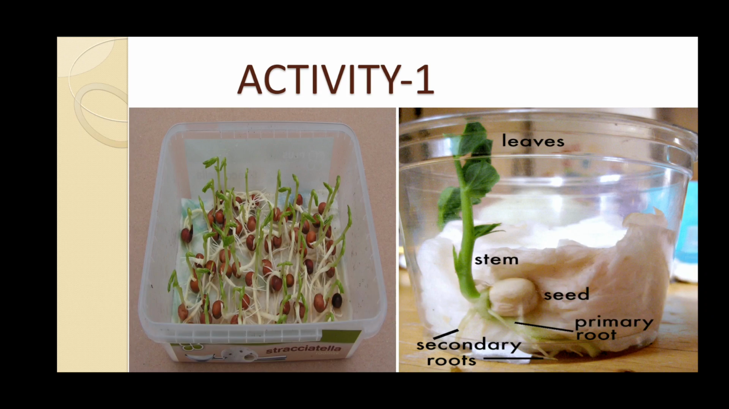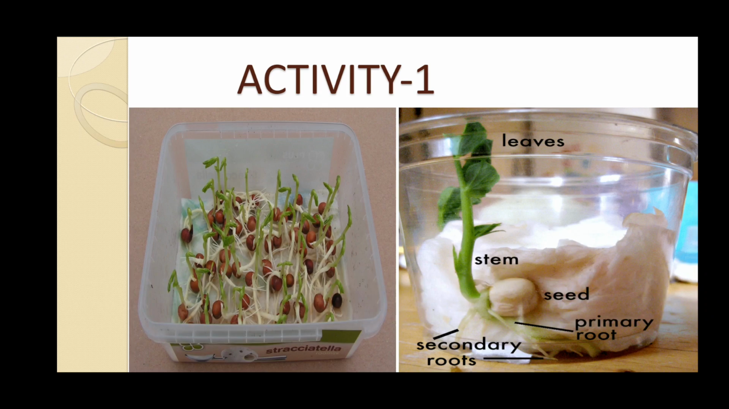Next is one activity which is given in your book. What you have to do is soak some gram seeds in moist cotton and let the seedlings develop from these seeds. Then you have to take these seeds within a glass or a beaker and line that beaker from inside with blotting paper, and keep that blotting paper moist from inside so that these seedlings could grow properly.